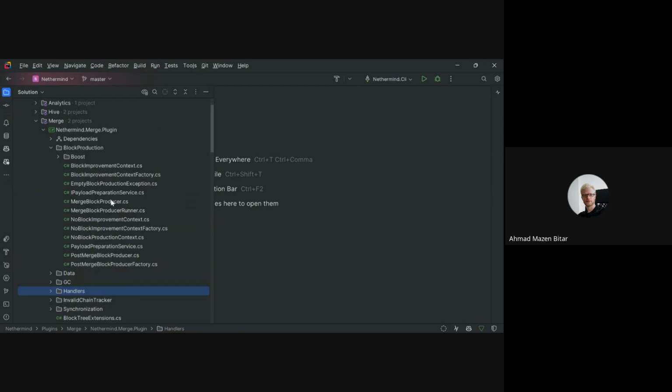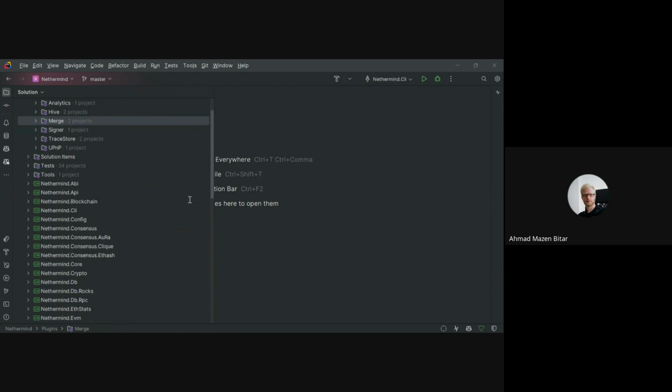And then there are also the block production parts that are needed after the merge. Given you get the fork choice and the payload attributes, you need to do block production here. So this is all the stuff that is needed for that.